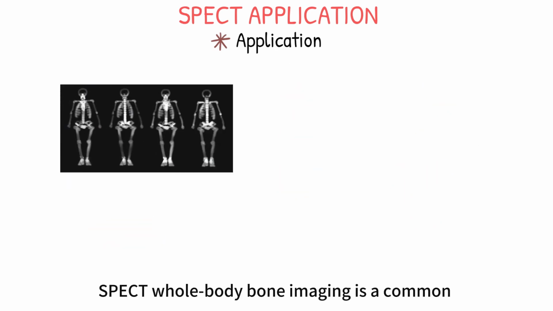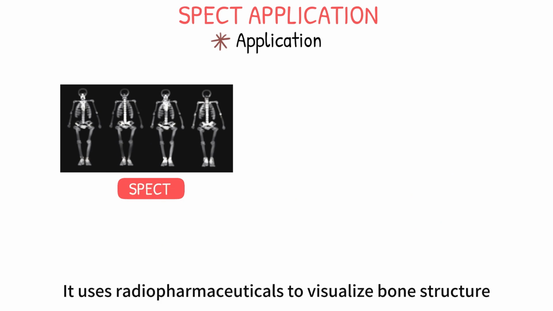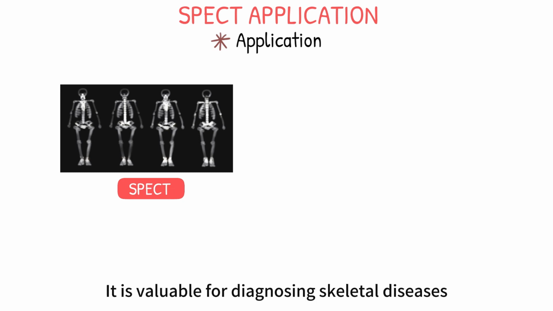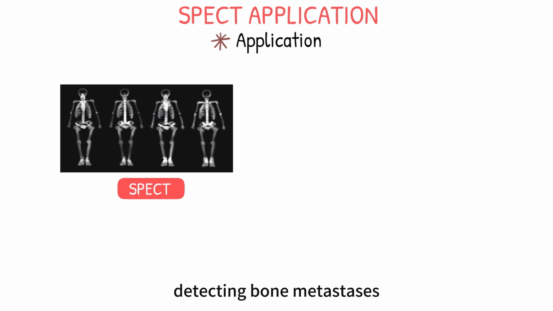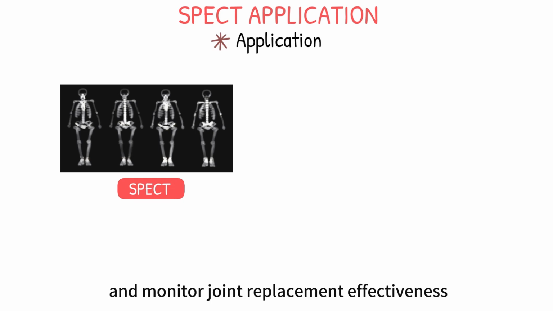SPECT whole body bone imaging is a common nuclear medicine examination. It uses radiopharmaceuticals to visualize bone structure, blood supply, and metabolism. It is valuable for diagnosing skeletal diseases, detecting bone metastasis, and identifying subtle fractures. It is also used to assess transplant viability and monitor joint replacement effectiveness.